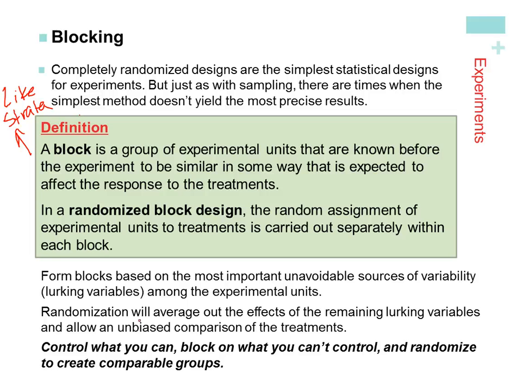So the idea is you control what you can. I know these lurking variables are here. I have a way that I can design my experiment and randomly assign, and I can confidently take care of those differences. And if there's something that you know you're just not going to be able to design out, then you create blocks. So you block what you can't control, and then you randomize to create those comparable groups.